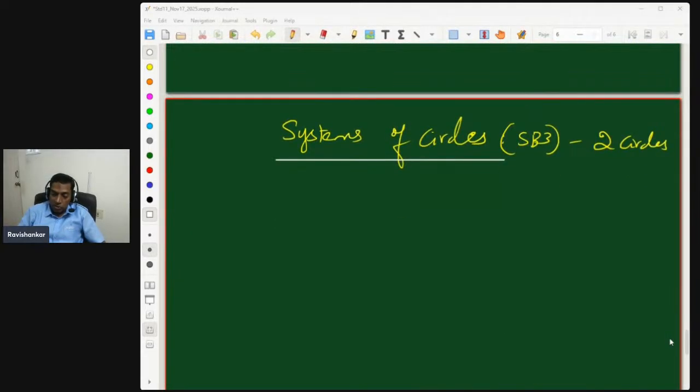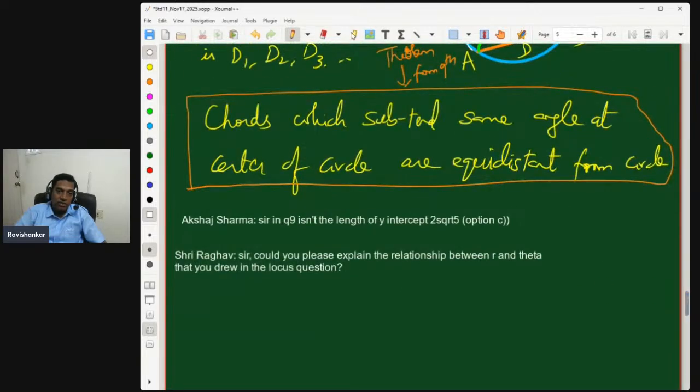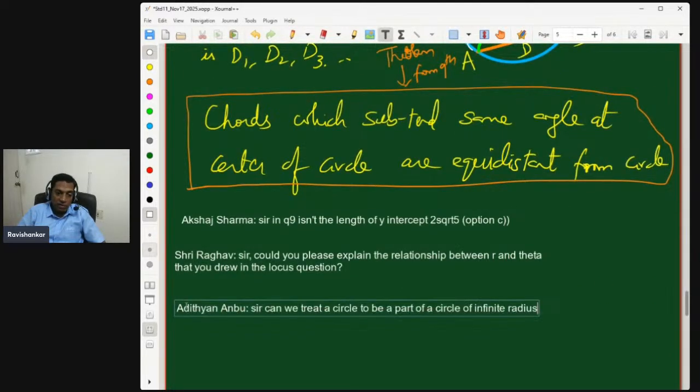Okay, now Aditya Nanbu has asked, can we treat a circle to be part of a circle of infinite radius? I don't understand what your question is. If it's a finite circle, then it's a circle by itself. It's not part of any other circle. Okay, my general guess is no. You cannot treat one circle to be part of another circle.